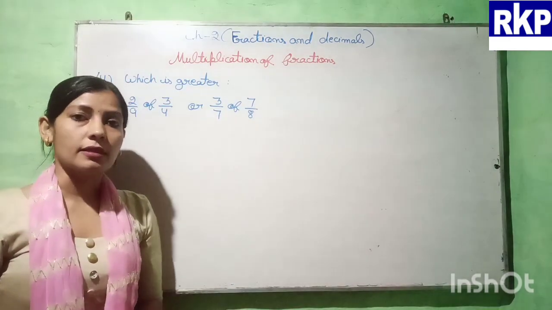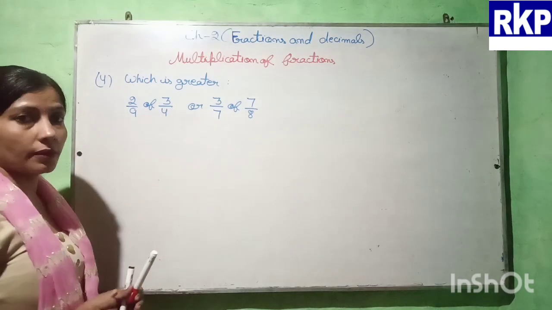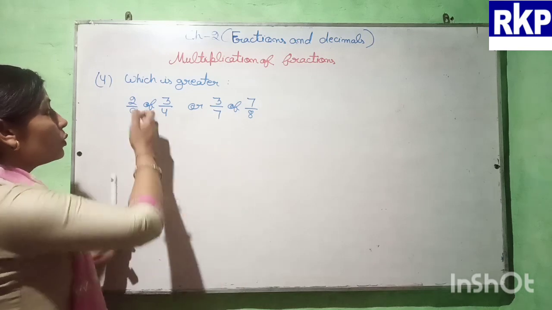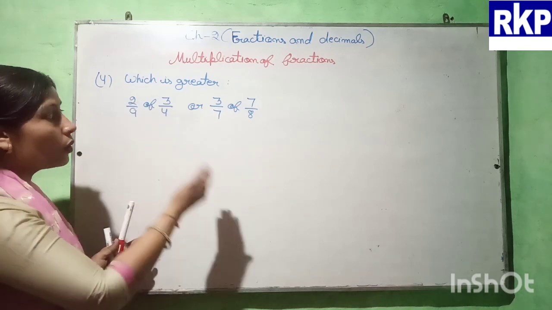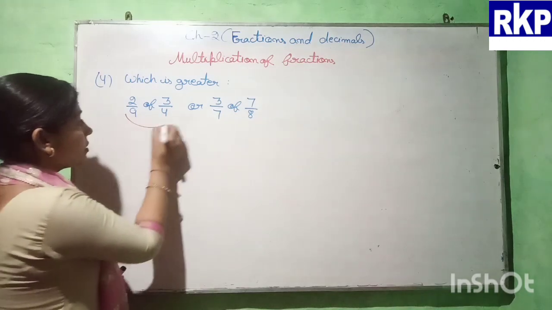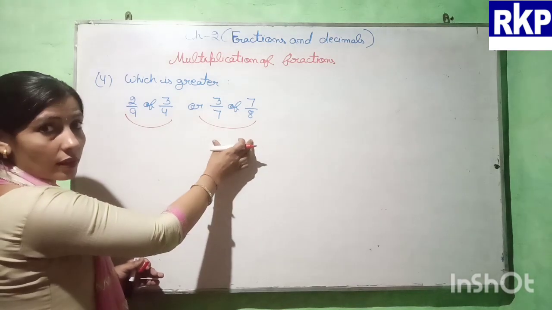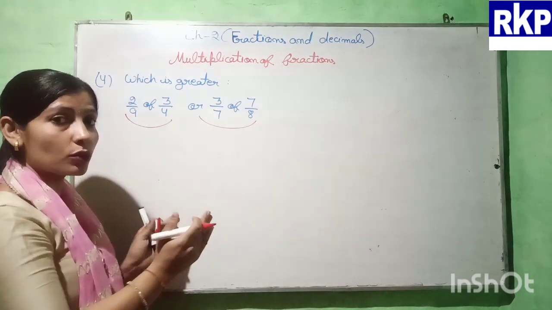Now students, let us take one more example. Here we have to find which one is greater from these, 2 by 9 of 3 by 4 or 3 by 7 of 7 by 8. Okay, means this or this. So first we have to solve this and this separately, and then we have to compare.